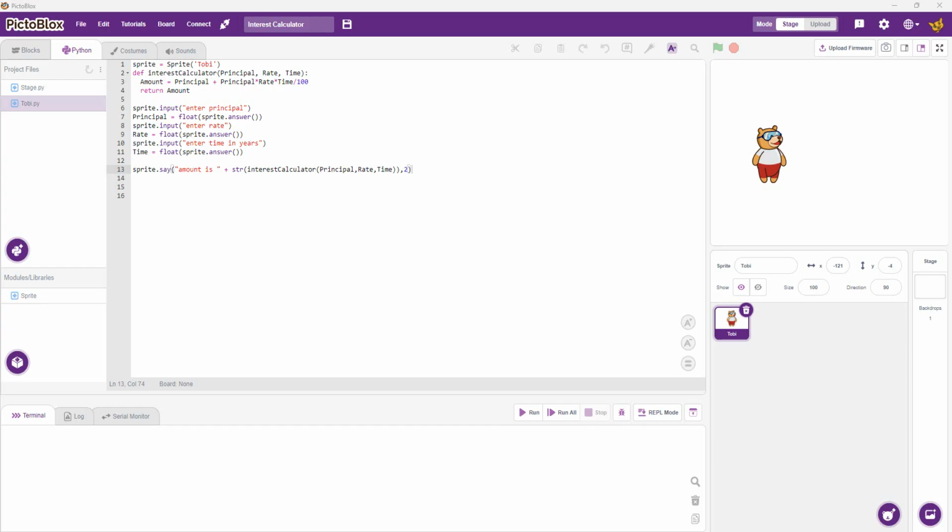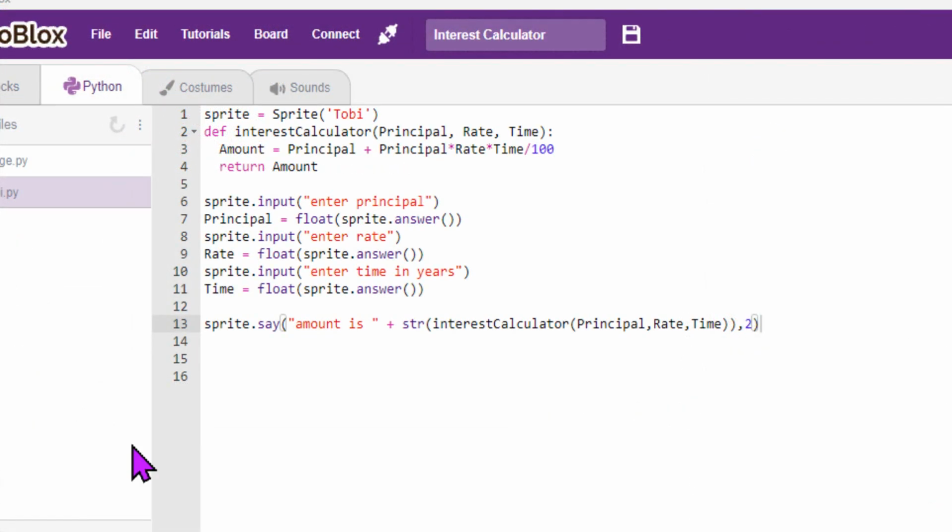This is STEMpedia Boot Camp 2023, Assignment 1, Interest Calculator. I've defined a little function here called Interest Calculator. It takes three arguments. The principal, that's the amount that's borrowed. The rate, that's the percentage that the interest is calculated at. And time, that's the period in years.